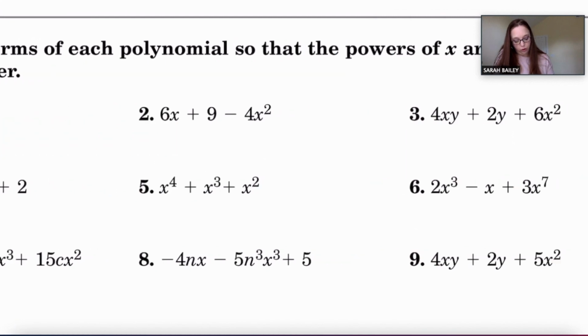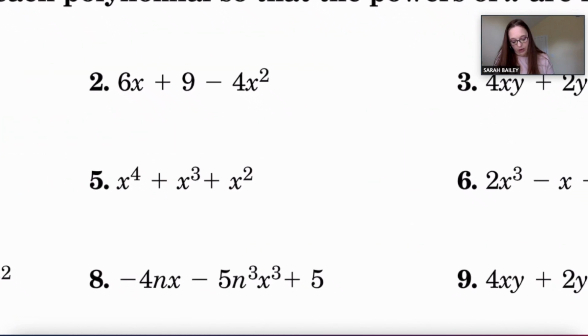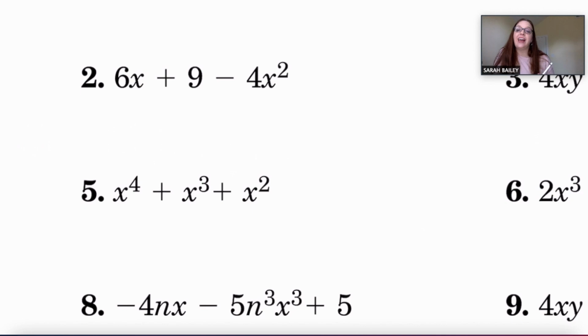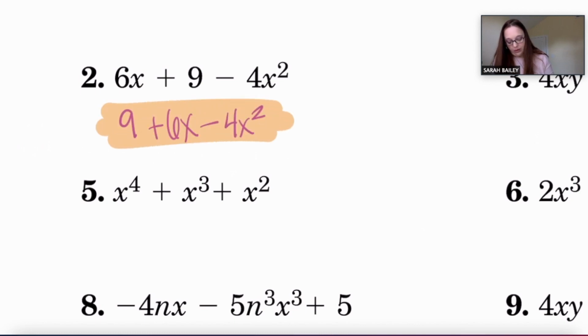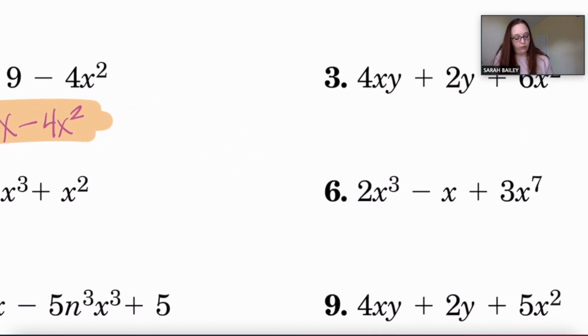Let's try number 2. Okay, so I have 6x plus 9 minus 4x squared. Again, the 9, that's called your constant term. So that 9 is going to go first. It doesn't even have an x attached. Then I have the 6x, which is the same as x to the first, so plus 6x. And then that minus goes with the 4x squared, so that would be minus 4x squared. That's it. Let's do one more.